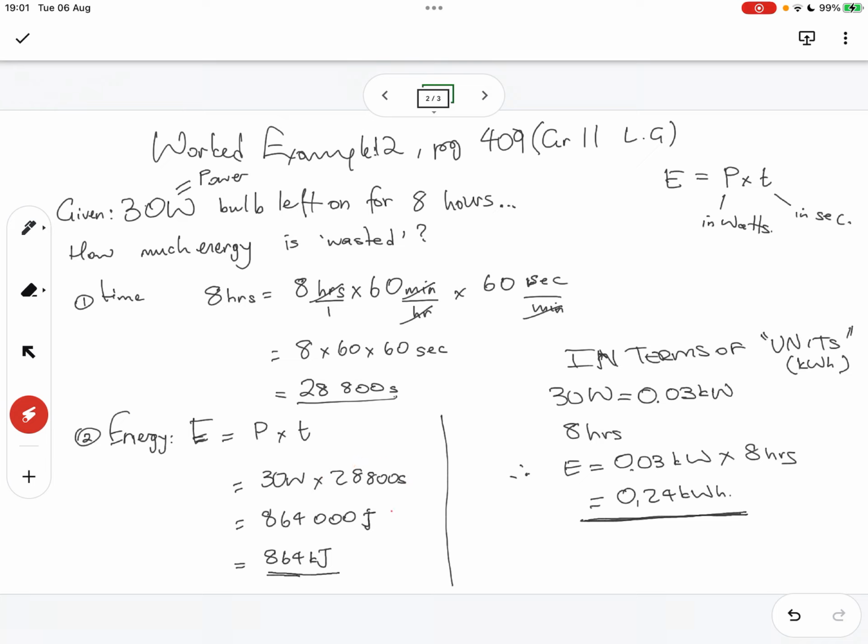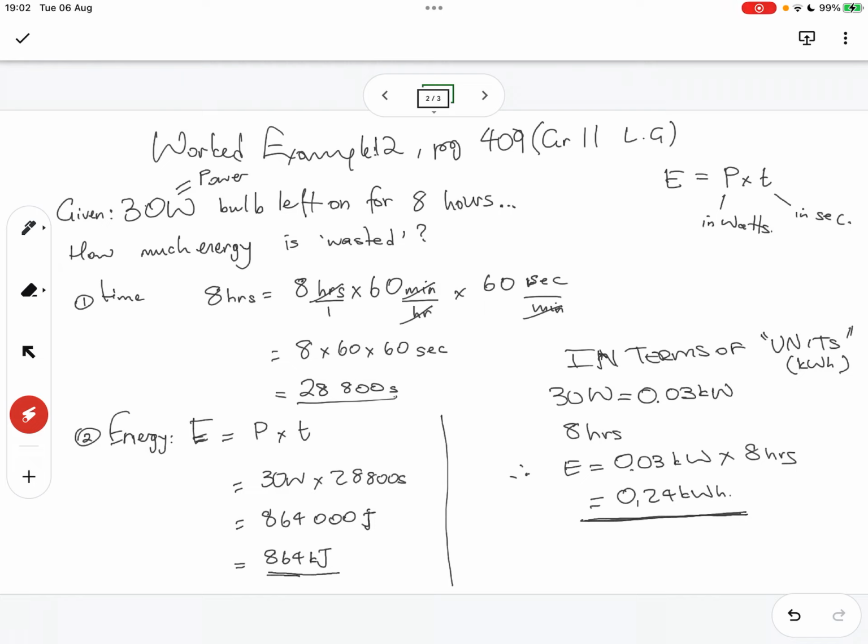For us to get the unit of joules, it's simply watt times second, which is joules. And we take the 28,800 seconds, multiply by 30 watts, and we get 864,000 joules, or 864 kilojoules, because kilo is 1,000. Yeah, Koral? Is that clear?